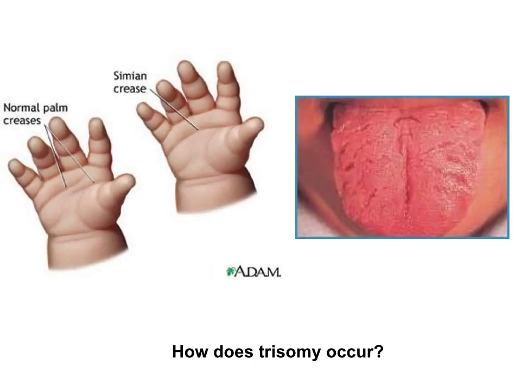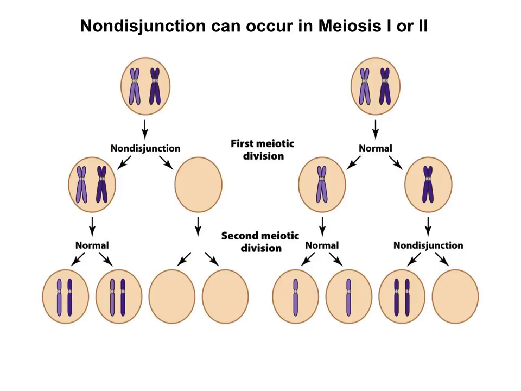How does the trisomy occur? Specifically, how does it occur in humans? It's usually occurring with non-disjunction, but where does it occur? It can occur in meiosis 1 or meiosis 2. Christian, question? Can they tell if they're going to have Down syndrome when pregnant? Yeah, we'll talk about that here in a second.